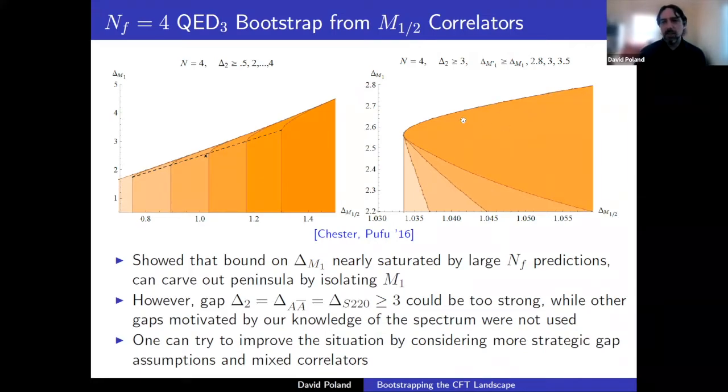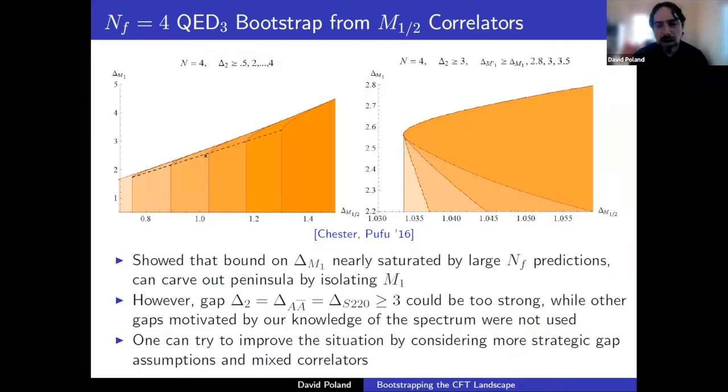And they also noticed that if you isolate the leading charge 1 operator, so you impose a gap above it, say of 2.8, 3, or 3.5, then you can carve out some kind of peninsula region in this plane. And so you can make the conjecture that the tip of this peninsula might be near the physical 3D QED solution.